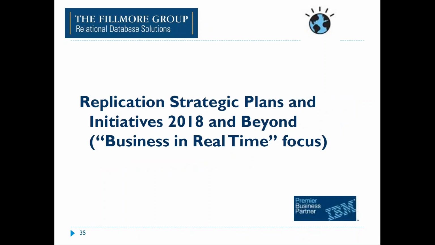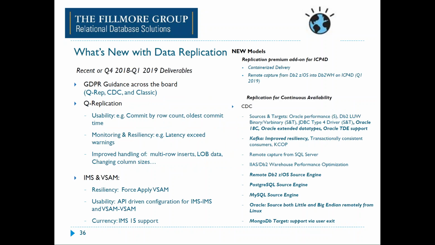So some strategic plans and initiatives. Again, an eye chart, and I'm not going to take time to go through each one of these bullets, but GDPR, Q replication, we're looking at usability. Things like commit by row count and the oldest commit time, monitoring and resiliency.